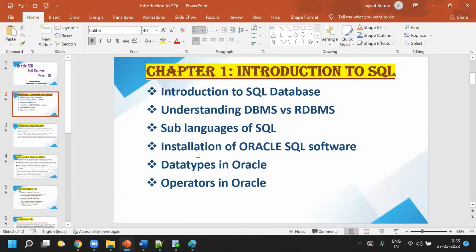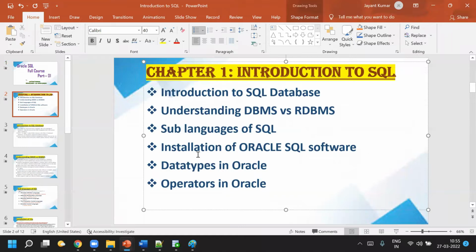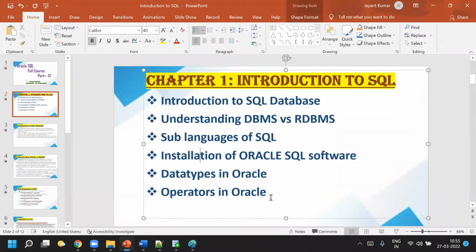Okay. So, introduction to SQL. In the first chapter for SQL we'll see what SQL is and the basics. You will not get any single question from this, but I will explain what SQL is and what we are going to see in this. So: introduction to SQL database, understanding DBMS and RDBMS, sub languages of SQL. What are the sub languages of SQL? Installation of SQL. I will help you with the installation of SQL.